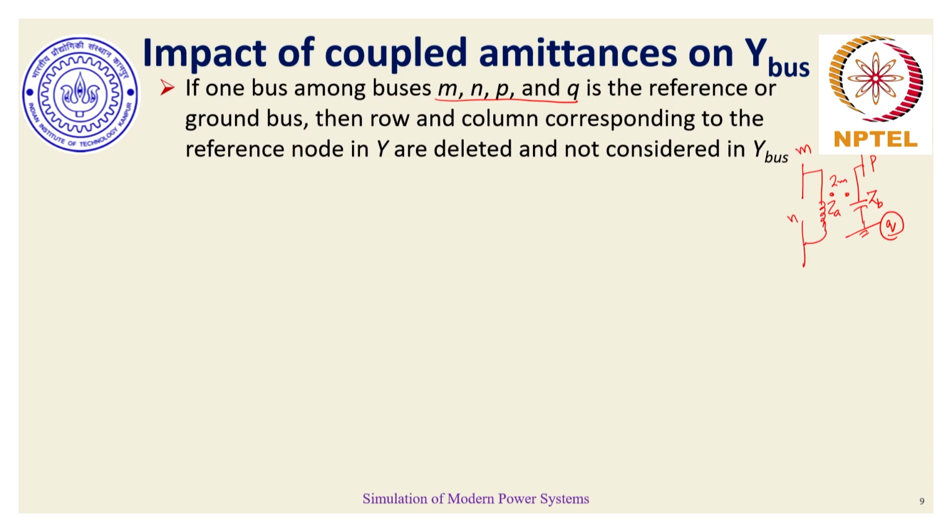And what do we do in that case? Because for reference buses, we never have any row or column present in the bus admittance matrix. So if it is not present, we completely ignore the corresponding row and column pertaining to the reference bus in the 4 cross 4 add-on matrix that we have evaluated while considering the effect of mutually coupled impedance. And then we do the superimposition as it is supposed to be done, as discussed in the previous slide.